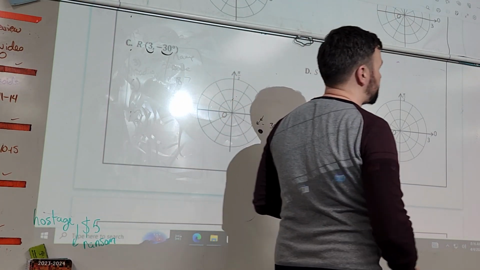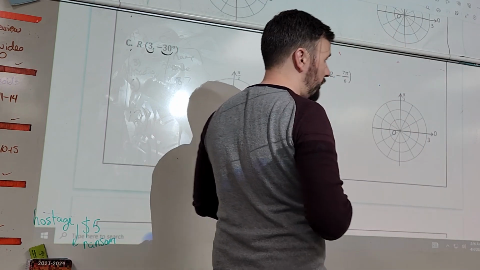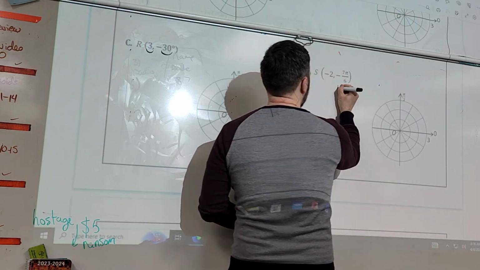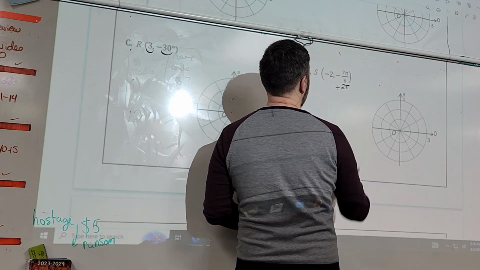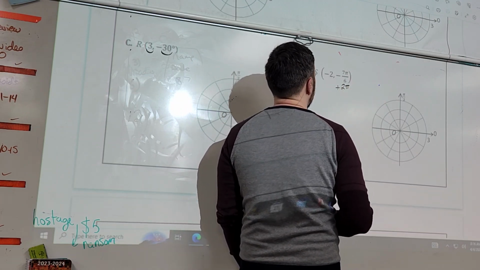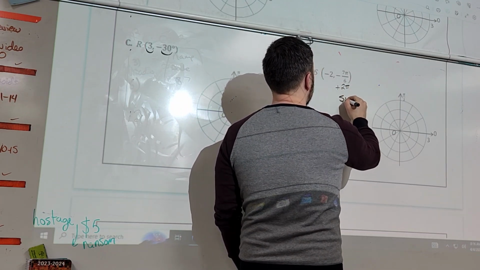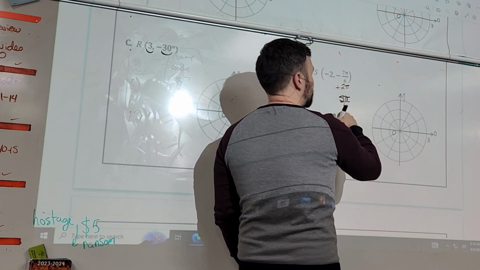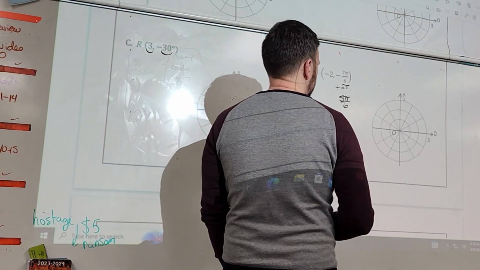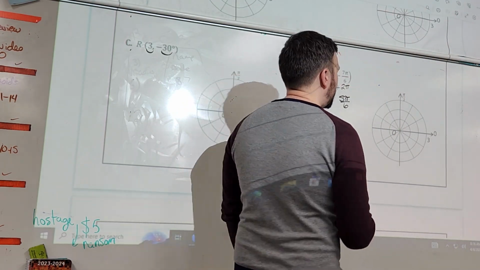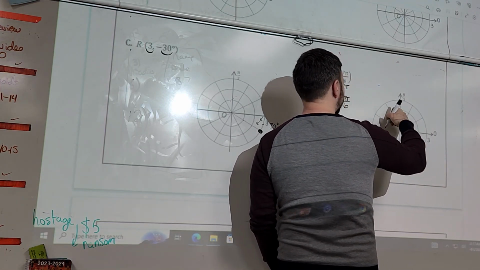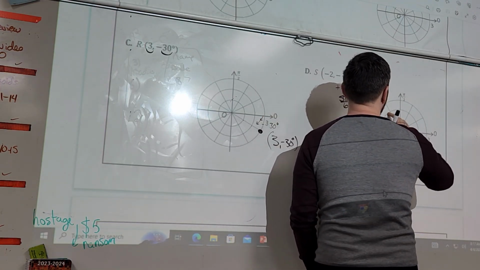Now I'm going to go -7 pi over 6. Now if I struggle to see that on the unit circle, you could also add 2 pi to that like we've been doing, right? So if I add 2 pi to -7 pi over 6, I get 5 pi over 6, right? These are the same angle, right? Coterminal angles. So 5 pi over 6 is 1, 2, 3, 4, 5. Each one of these is a sixth.